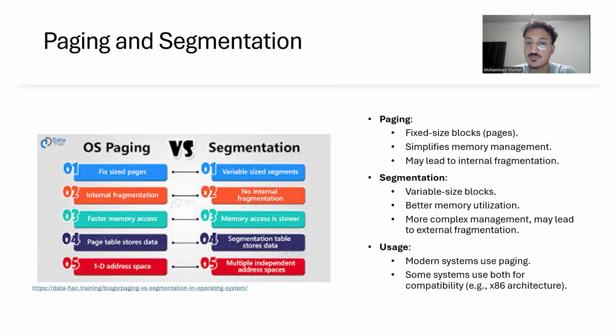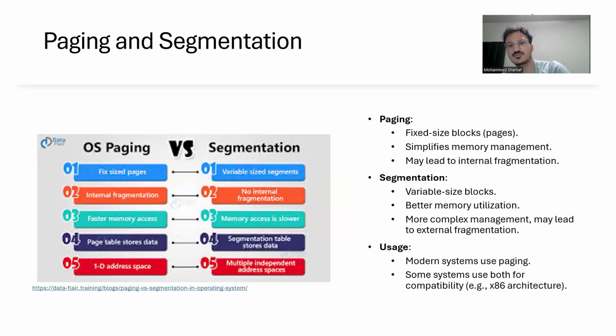So the difference between them is that paging has a fixed size and segmentation is variable. When it comes to fragmentation, paging is focused on internal fragmentation, and segmentation on external fragmentation. In usage, modern systems use paging, and some systems use both for compatibility, like the x86 architecture.